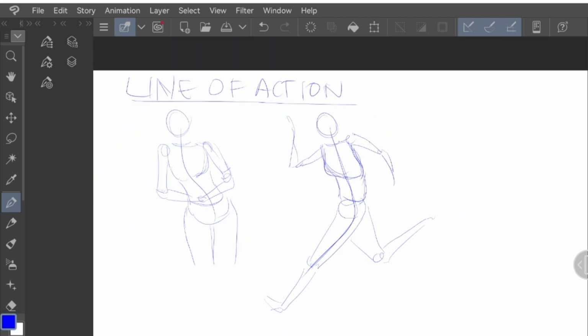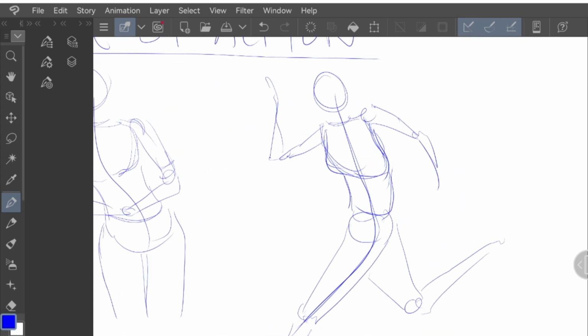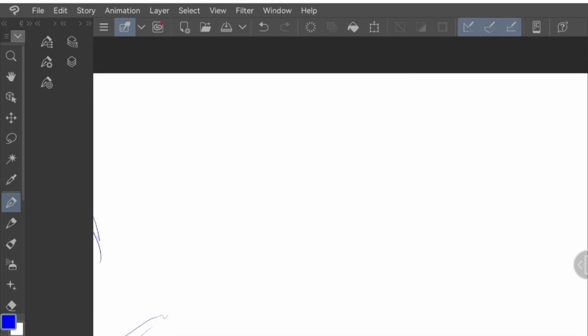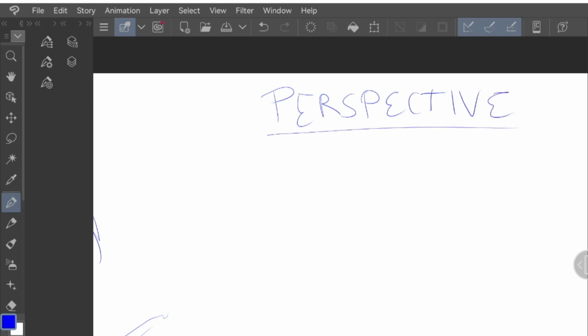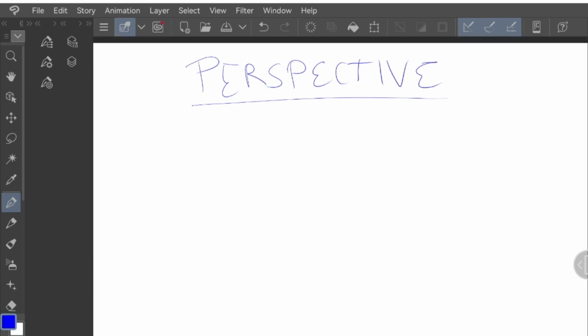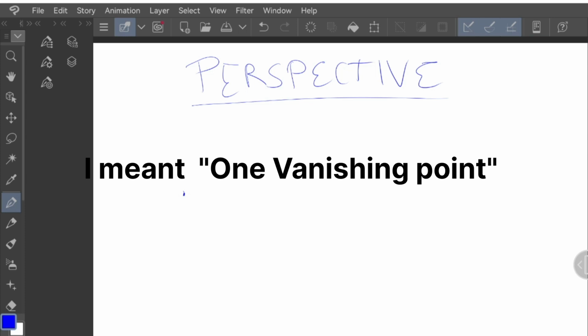Now, the second concept that is equally important with the line of action is actually perspective. Why? Because with perspective, you can really go wild with what you want to portray in your character. So for example, let's make it a one vanishing line. Okay, 1 point.